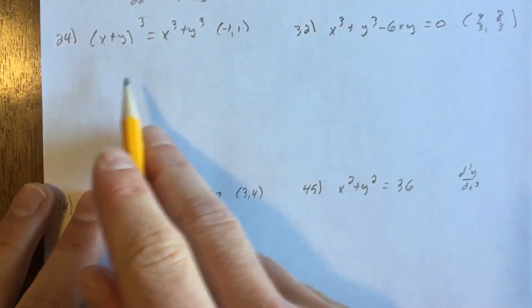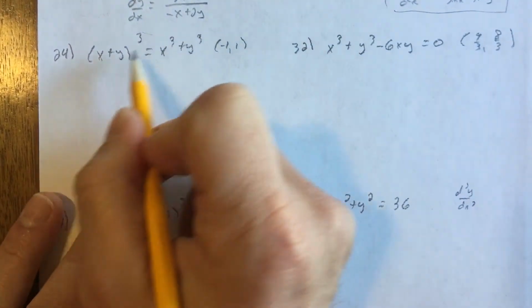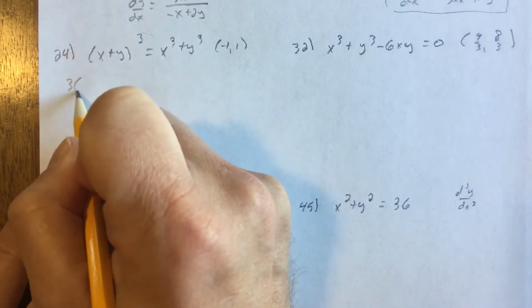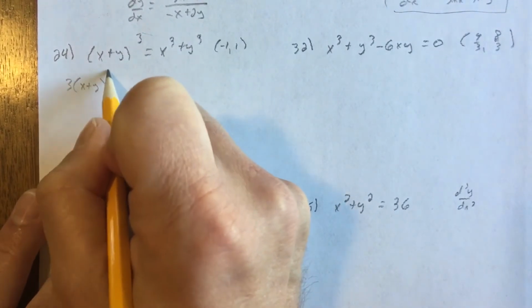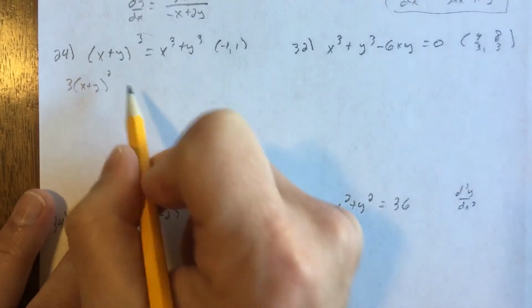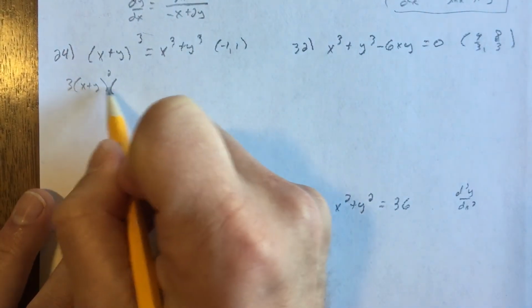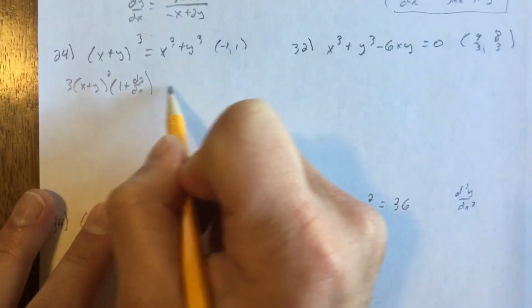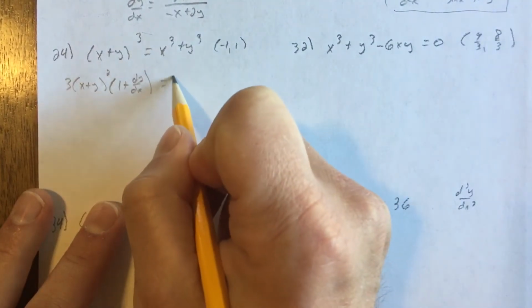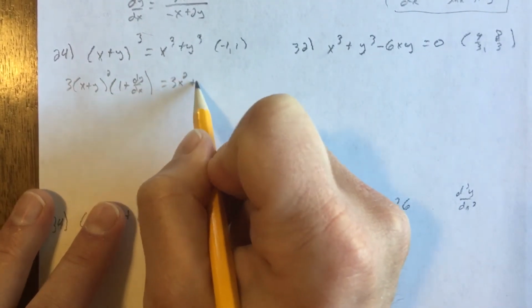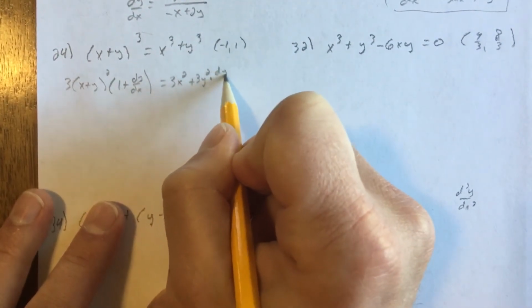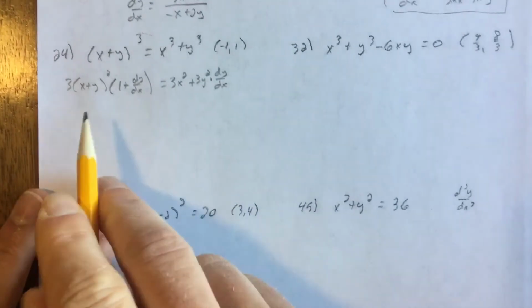For number 24, we're doing the derivative at a point. So we'll do the first pass through implicitly. So if I bring that 3 down, it's 3, leave the inside alone, squared. So that's the derivative of the outside, times the derivative of the inside, which is 1 plus dy/dx, equals 3x squared plus the derivative of this, which is 3y squared times dy/dx. Okay. So that's our thing.